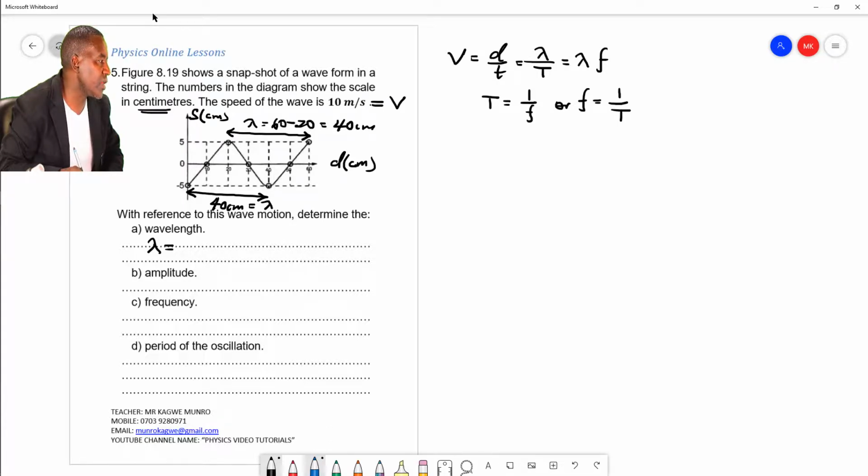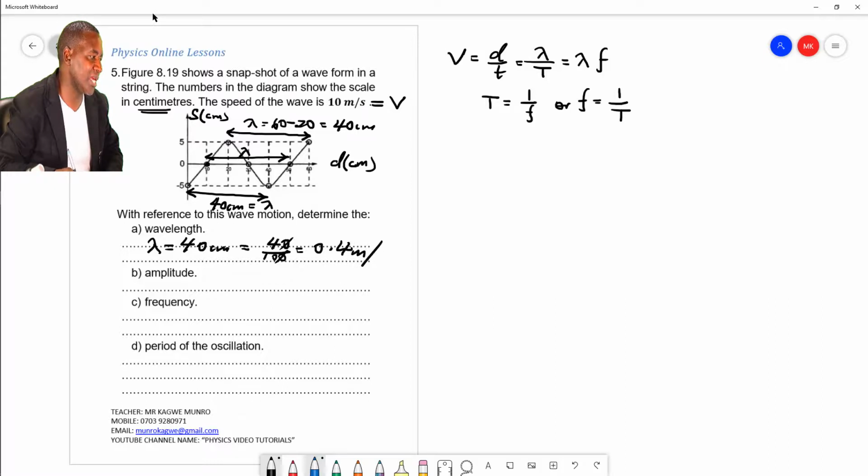And if you wanted to use the neutral point from 10 all the way to 50, again 50 minus 10, you get this being the wavelength. So there are several ways of getting the wavelength. Again 40 centimeters. So the wavelength is 40 centimeters. It does not matter how you worked it out. Convert that into meters. The reason why I do that is because I can see the speed is given in meters per second. So I want to get the wavelength to be in meters, 0.4 meters.